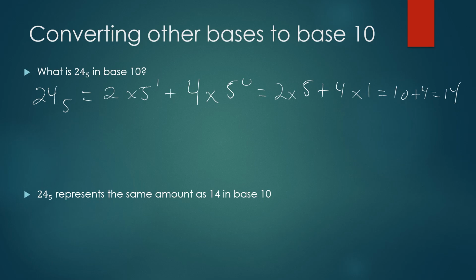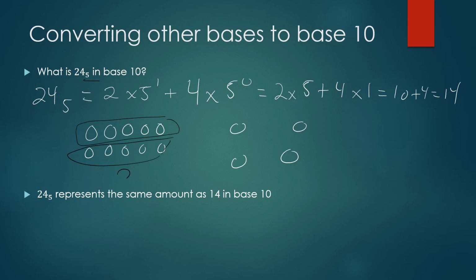Now how can we view that? 2 groups of 5. So we're going to have 1, 2, 3, 4, 5. 1, 2, 3, 4, 5. And then we have 4 groups of 1s. If we look at the number of circles, we've got 10 circles plus 4 circles. So in base 5, we've got 2 groups, while in base 1 we got 1, 2, 3, 4.